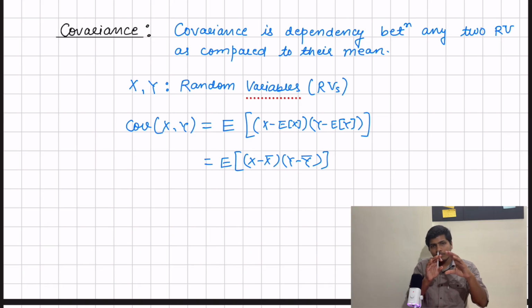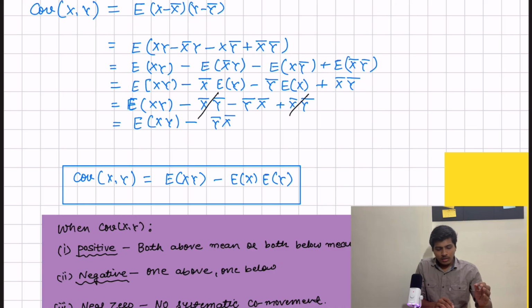Now let's try to expand this expression and get an easier version of it. When we expand this expression, you will get four terms: xy minus x bar y minus x y bar plus x bar y bar. We all know that terms like x bar and y bar are constants, right? And we also know the linearity of expectation. So it will be equal to expected value of xy minus expected value of x bar y minus expected value of x y bar plus expected value of x bar y bar.